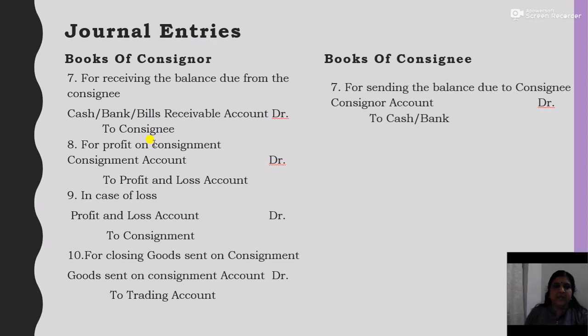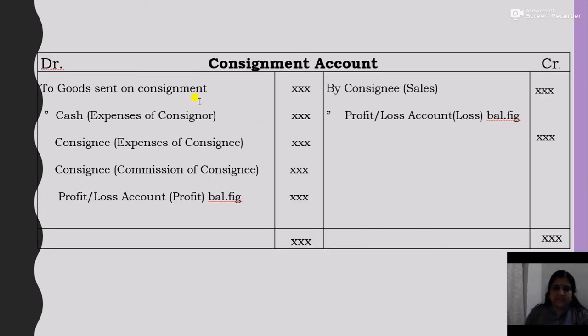Now we will move on to the ledger accounts. In the books of the consignor, usually 3 ledger accounts are prepared. One is the consignment account for the purpose of knowing the profit or loss on consignment. Then the second is the consignee's account for the purpose of knowing the final amount to be received, or the remaining amount to be received from the consignee. Then the third account is goods sent on consignment, that is for the purpose of closing the goods sent on consignment. So in the books of the consignor, there are 3 accounts maintained.